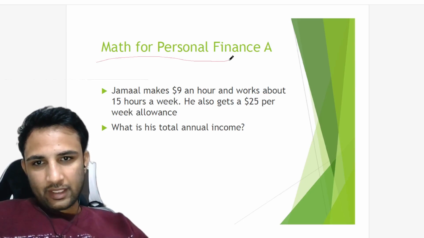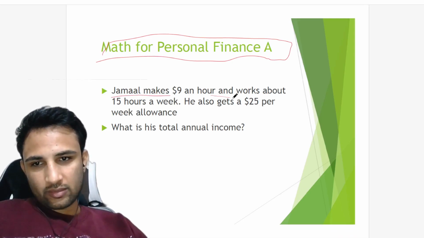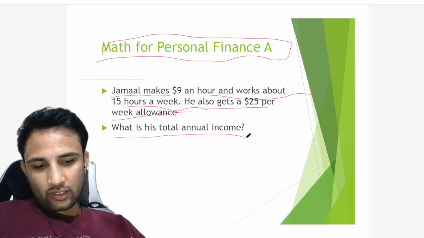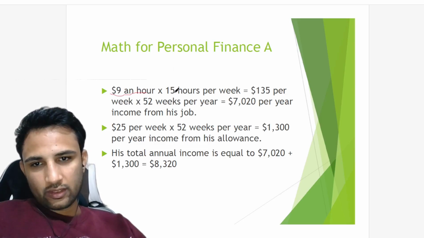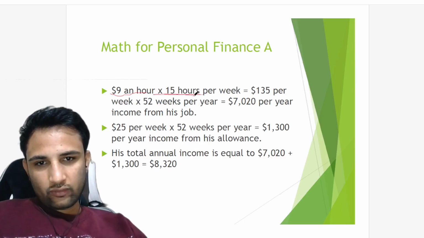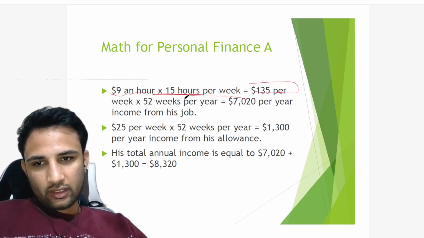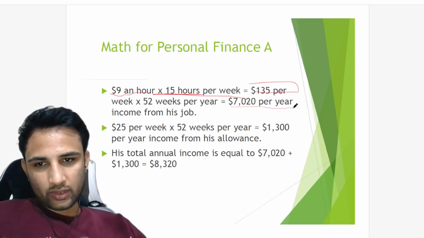Math for personal finance. So let's say a person makes $9 an hour and works about 15 hours a week. He also gets a $25 per week allowance. So what is his total annual income? First we will multiply his per hour income, that is $9, by the number of hours he is working per week, that is 15. So 9 times 15 is $135 per week. And $135 per week multiplied by 52 weeks per year equals about $7,000 per year income from his job.